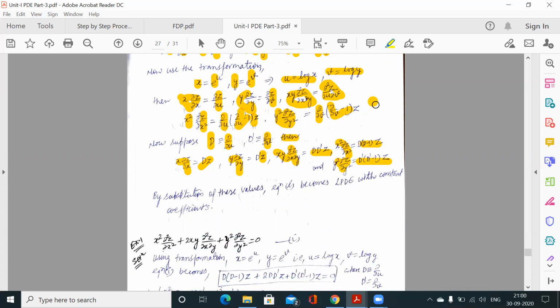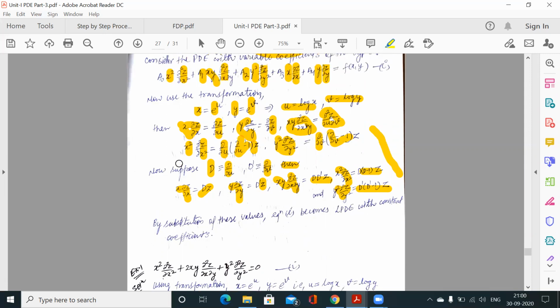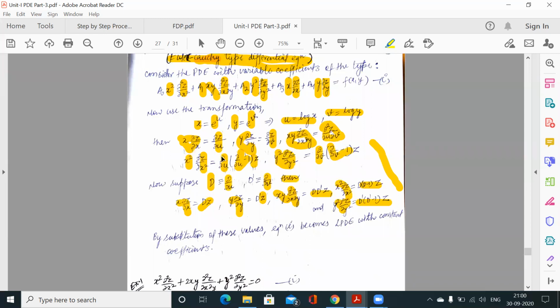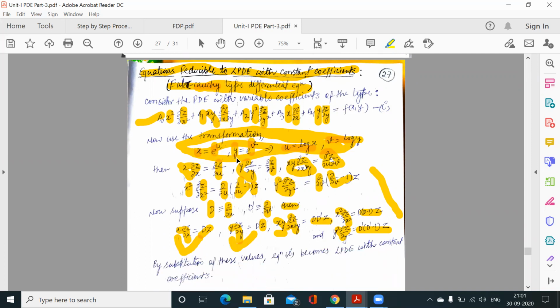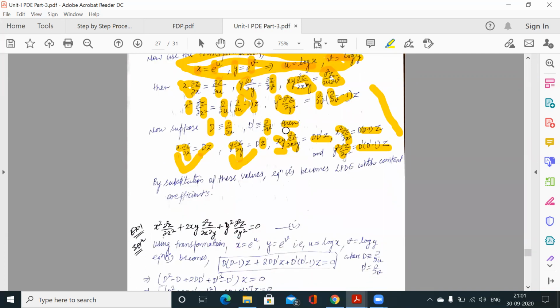So with these transformations, what we have obtained is that the variable coefficients are now constant coefficients. For every term, for x the coefficient is now 1, for y we have coefficient 1, for xy we have coefficient 1. Similarly here. So there is no variable coefficient now. We have converted this equation, which was in the form of variable coefficients, into constant coefficients.